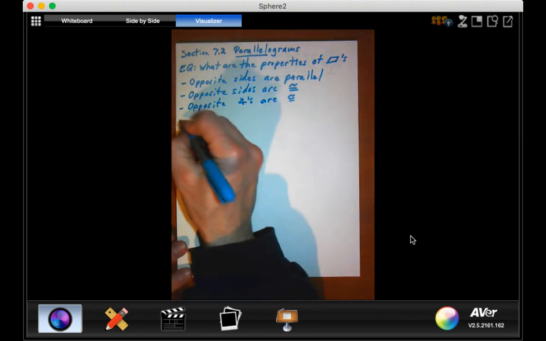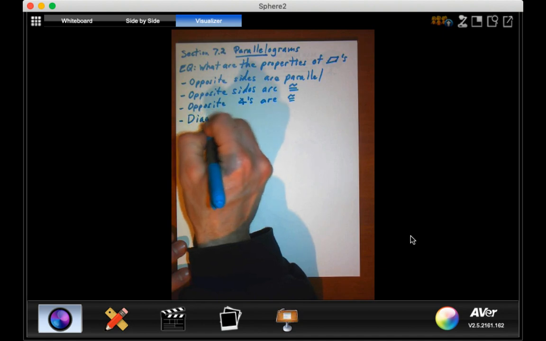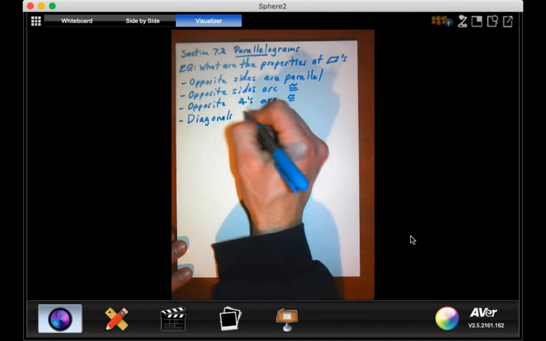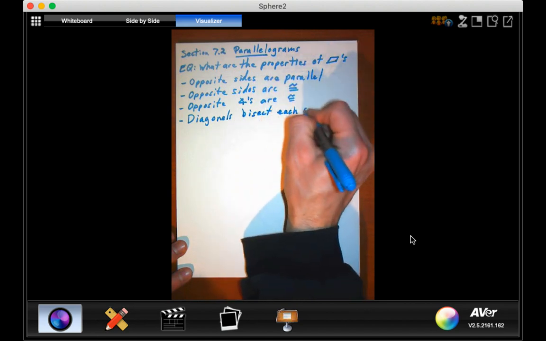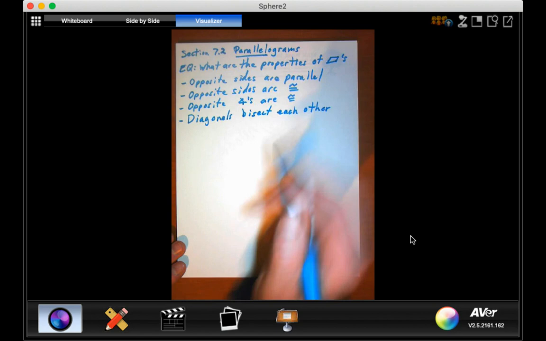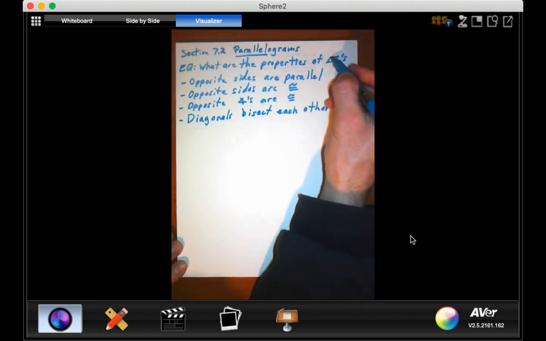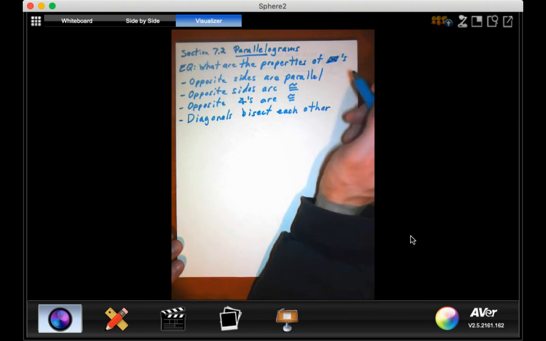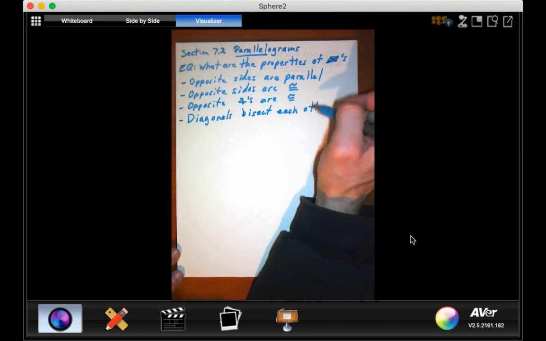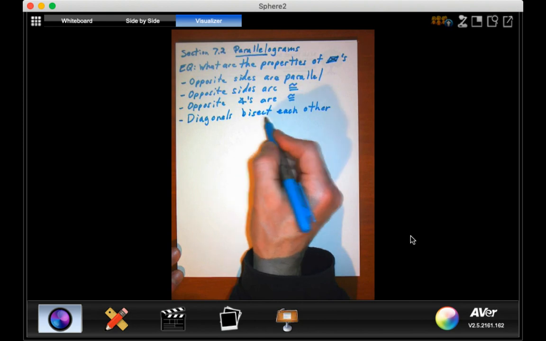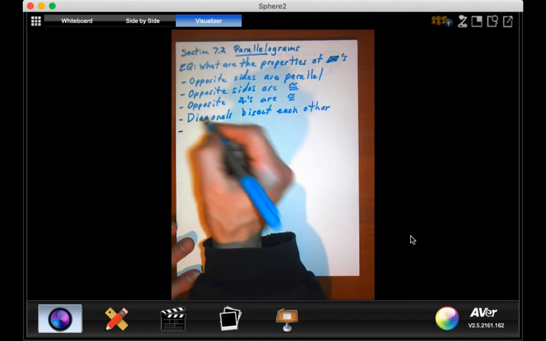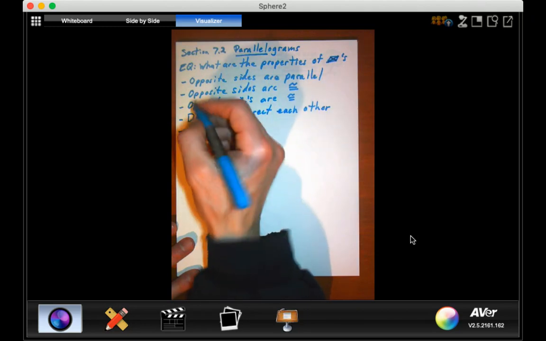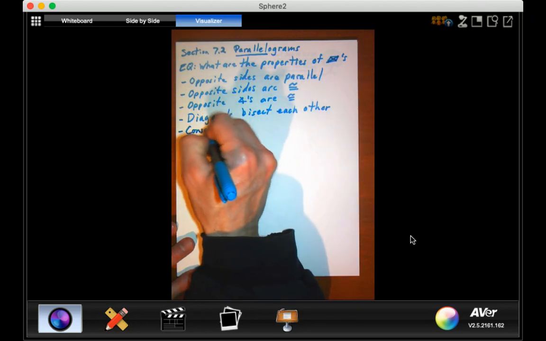There are 2 more. Diagonals bisect each other. Diagonals are when you draw across from opposite vertex to opposite vertex in a parallelogram. I'll show you that in a minute when we get to the problem. Bisect means to cut into 2 equal parts. Bisect, cut in half.